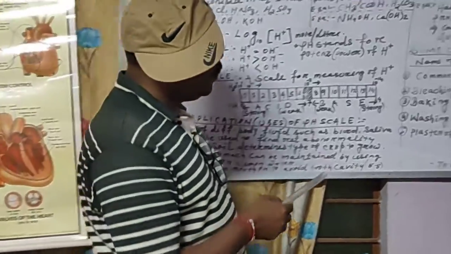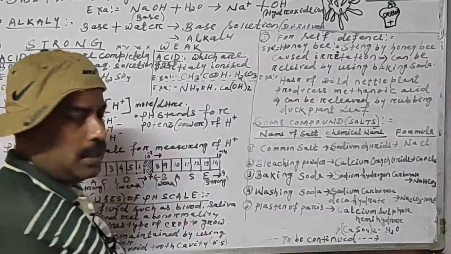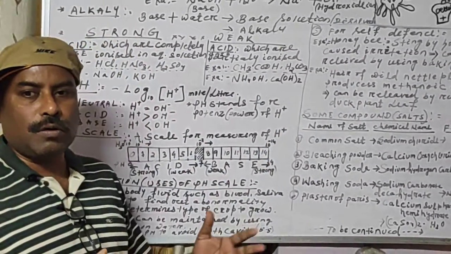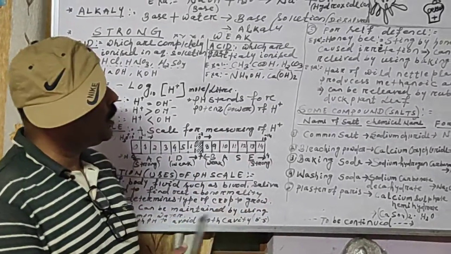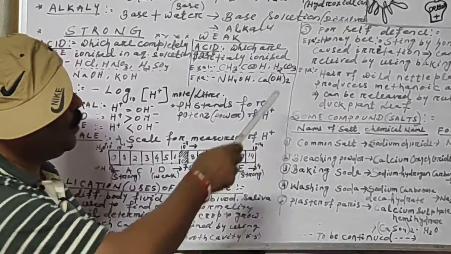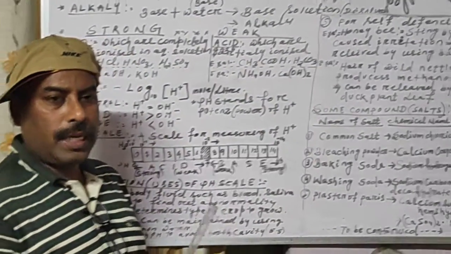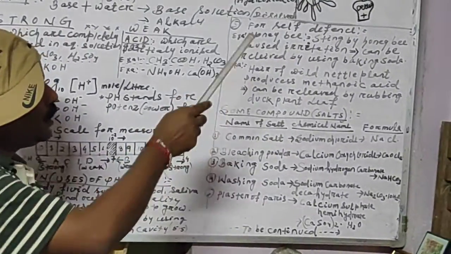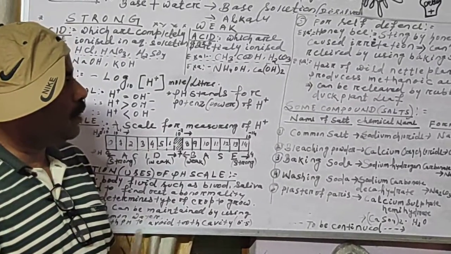Next we are coming to another application: self defense. In self defense, both in plants and animals, nature has set some arrangement for self defense, and in us also. For example, when a honeybee stings us, we get pain in our muscle, because the honeybee produces some acid which gets into our muscle, and we get irritation immediately.